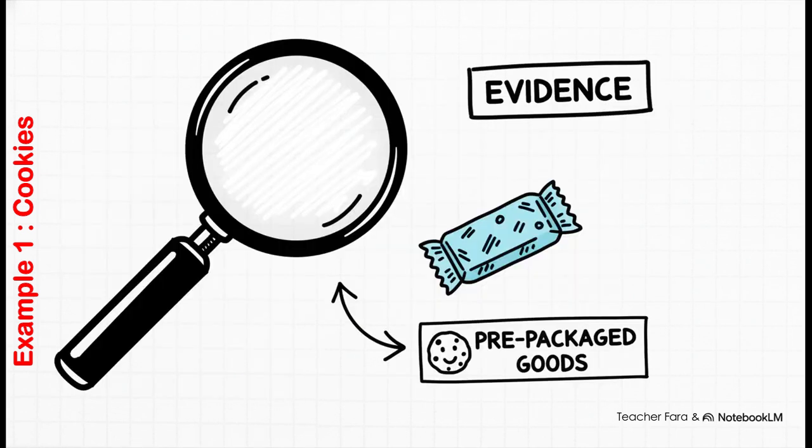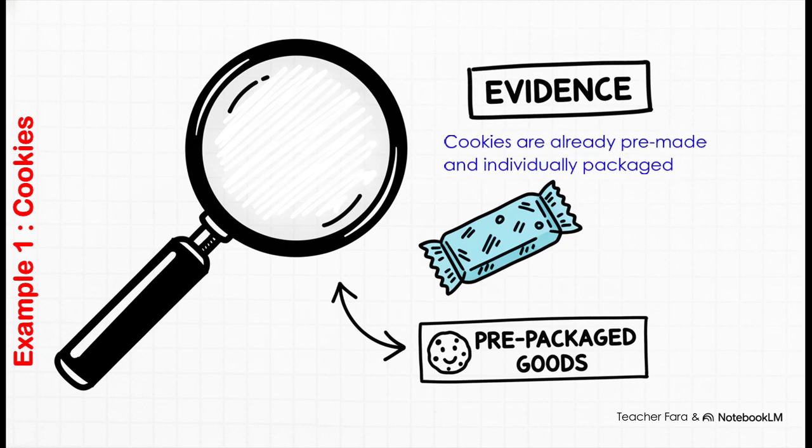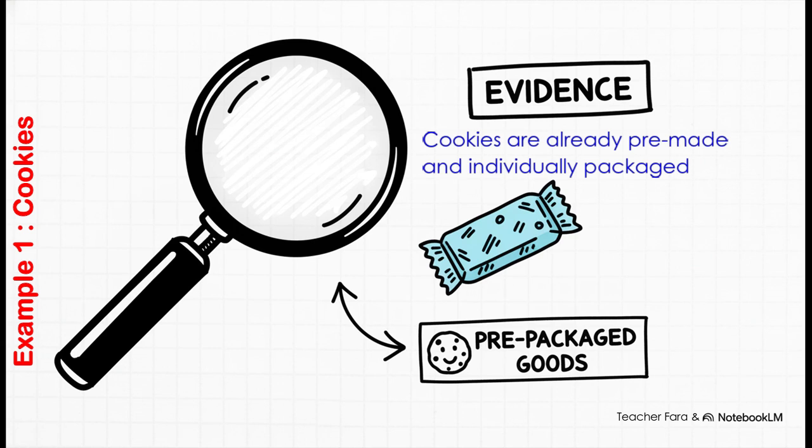Next, you drop in the evidence to back that up. Like, why is it convenient? Well, the evidence is pretty clear. Cookies are already pre-baked and individually packaged.